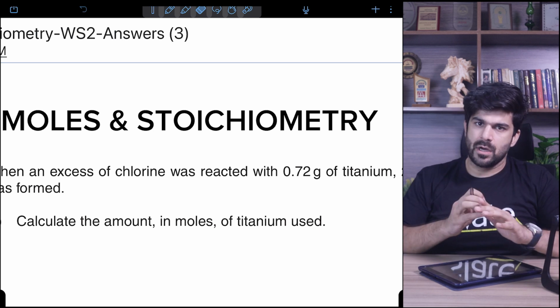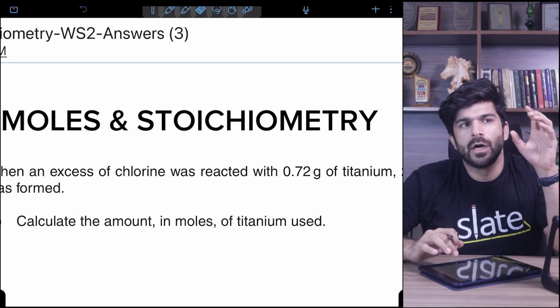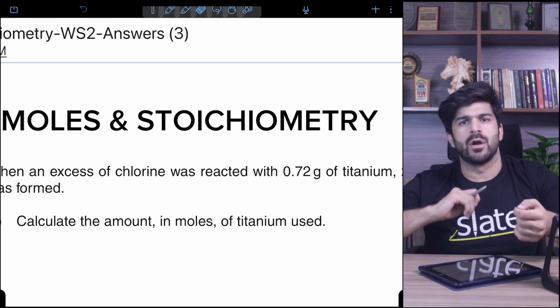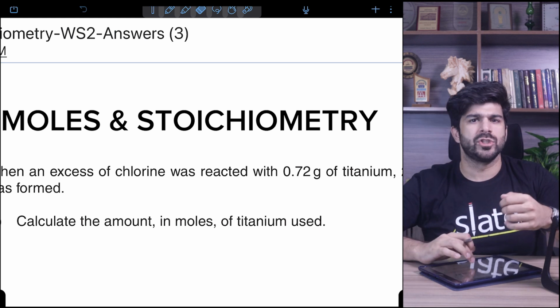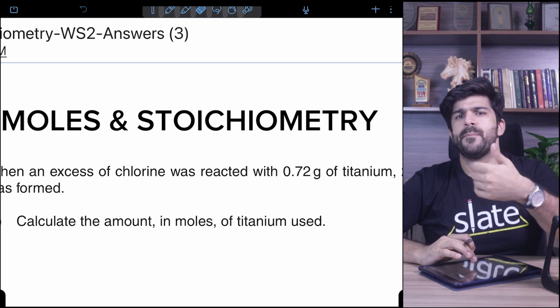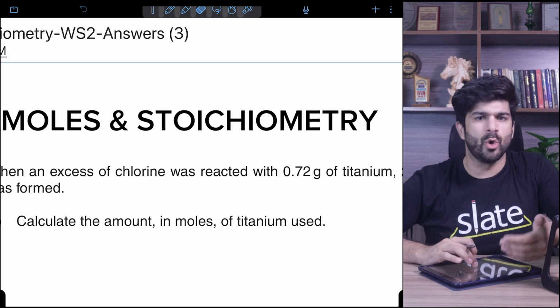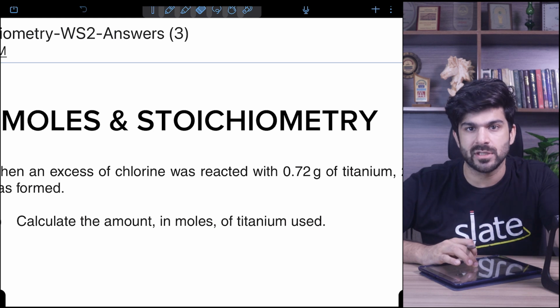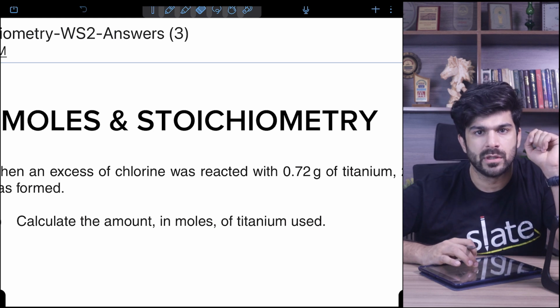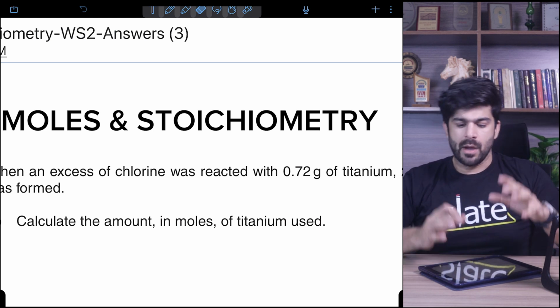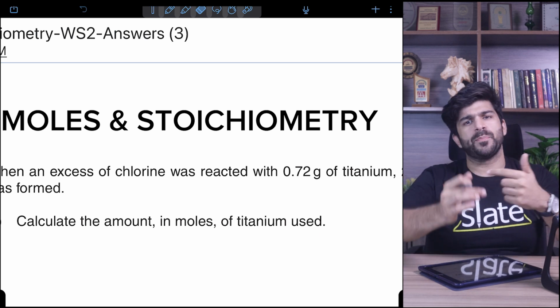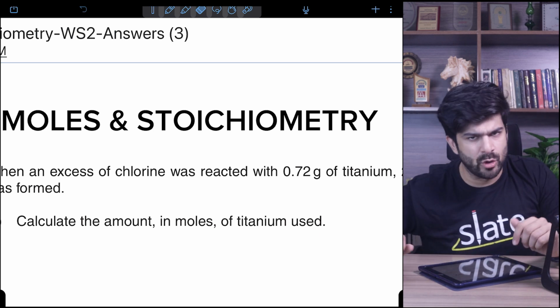In A-levels, we would not just talk about those formulas: mass over MR, empirical formula calculations, percentage purity, percentage yield. You know about all of them. Again, if you don't, the O-level lectures will help you out. Limiting and excess reagent. But while solving these questions, we would retouch upon all the concepts that we know about.